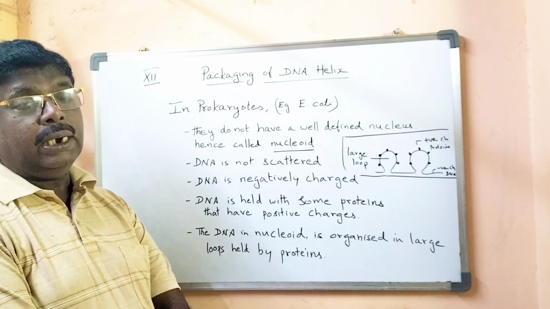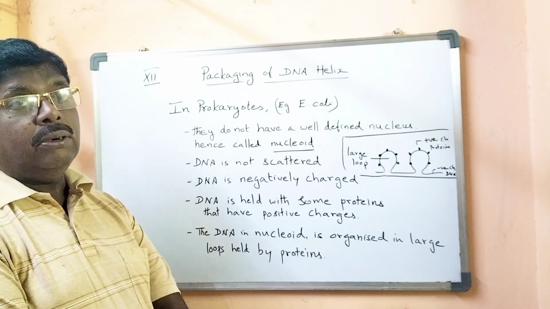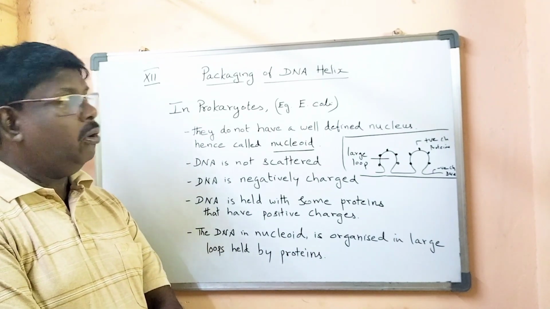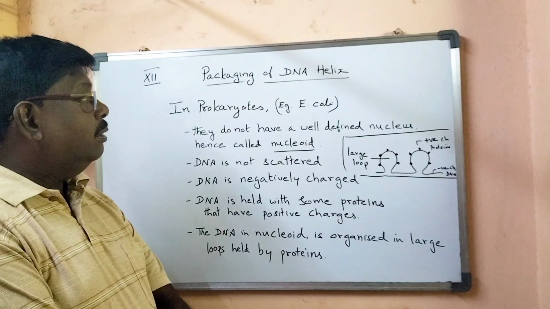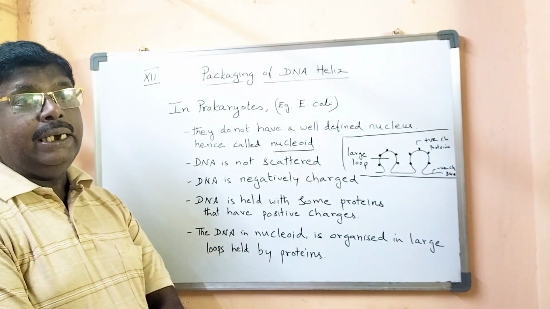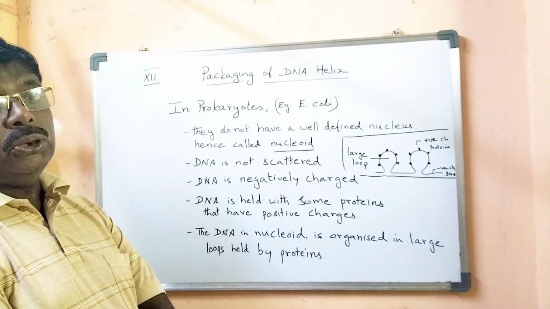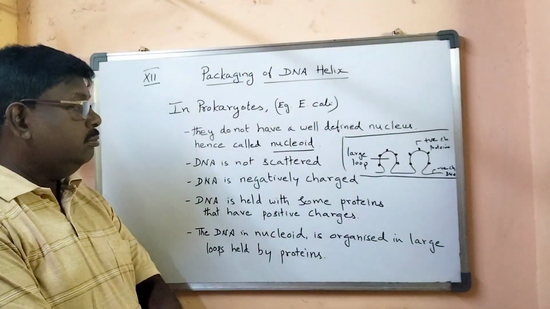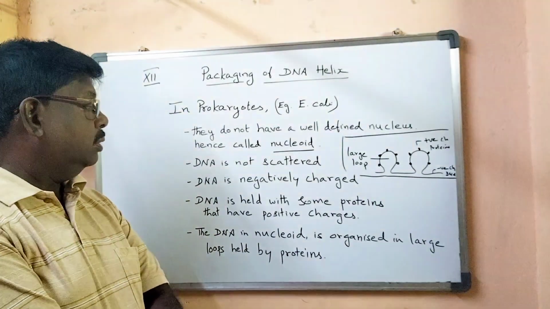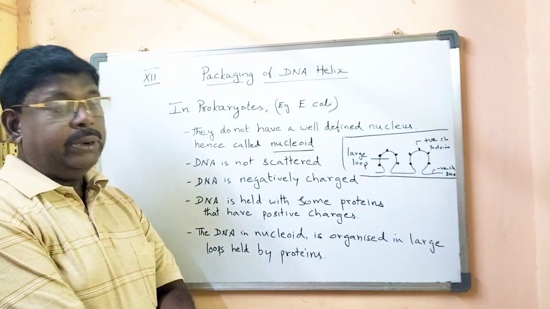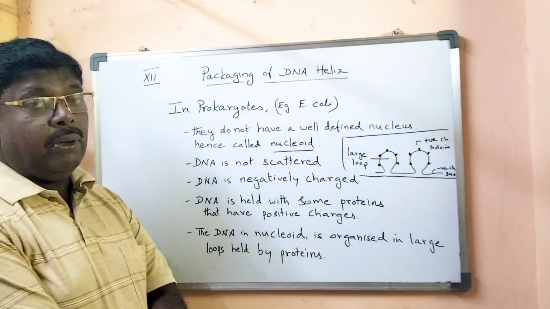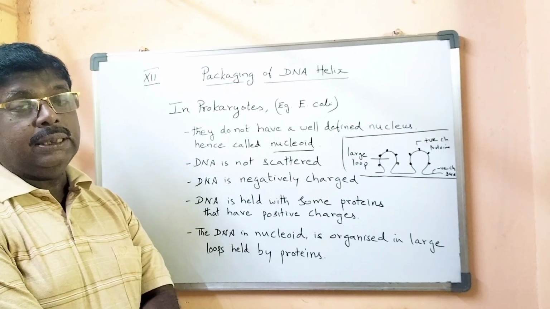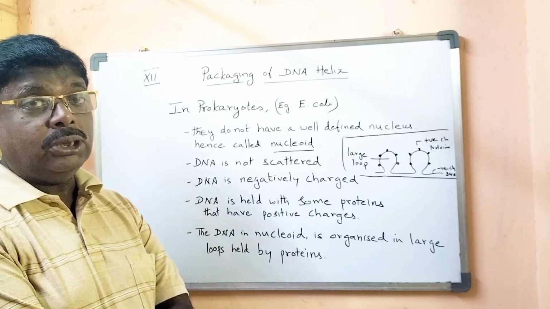You must have studied this in your lower class. So, no nuclear membrane, no nucleolus. Hence, it is called nucleoid. They do not have a well-defined nucleus. DNA is not scattered. DNA is negatively charged, and it is held with some proteins that have positive charges.